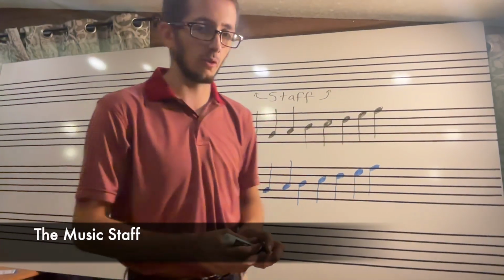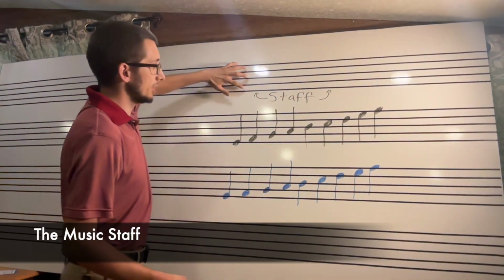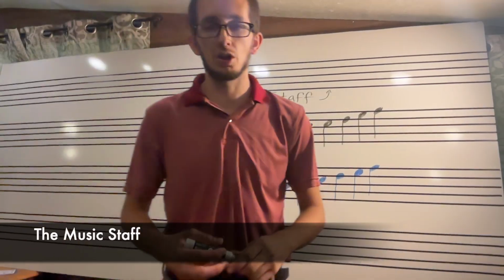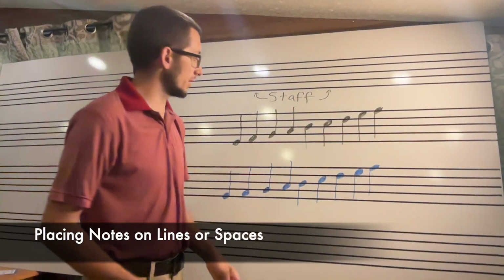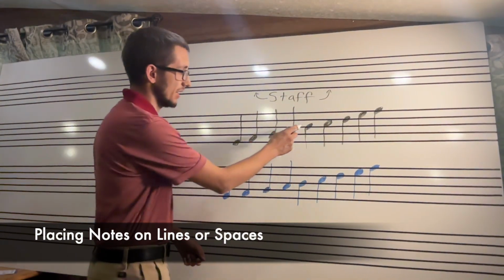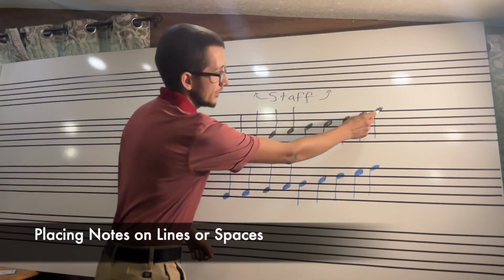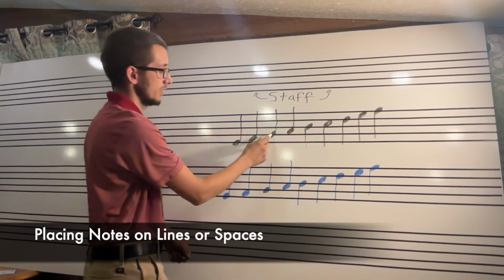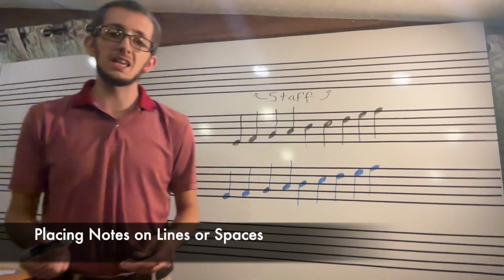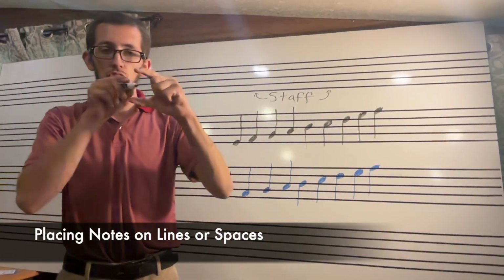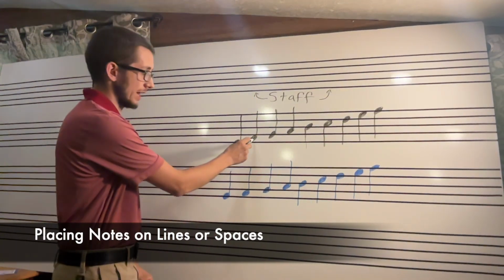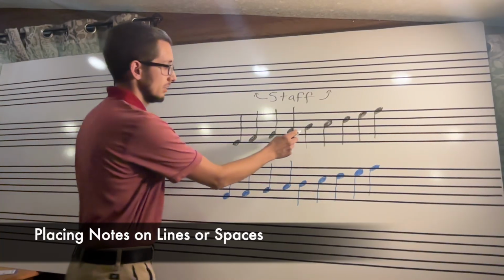The staff is referring to this up here where it's got 5 parallel horizontal lines. Notes can be placed either on the lines themselves, as you see every other note here is placed on a line, or they can be placed on the space in between the 2 lines. So right here we got spaces.